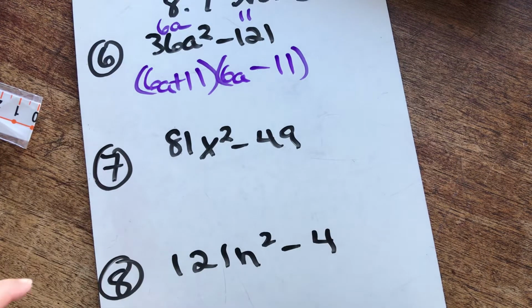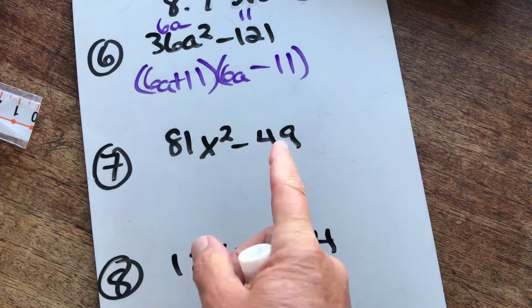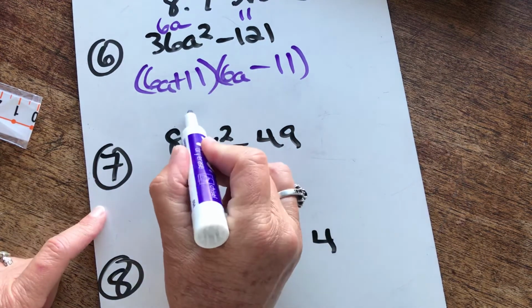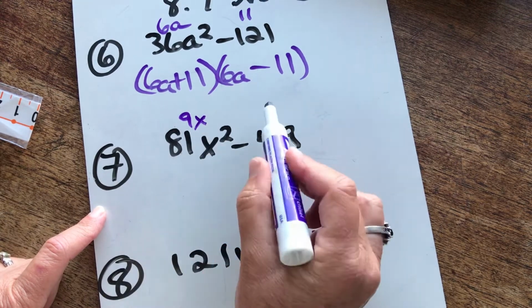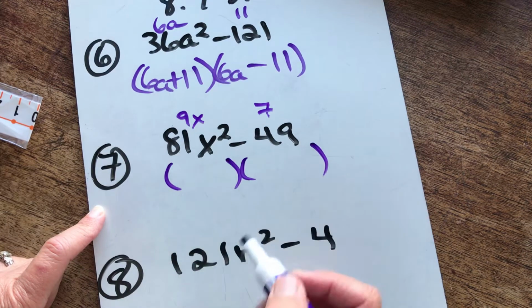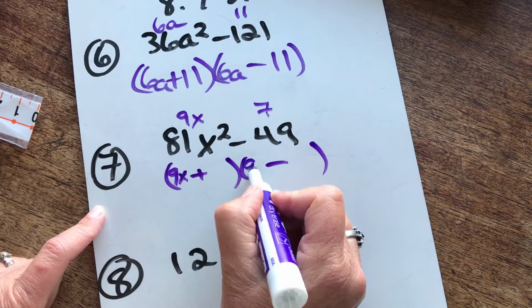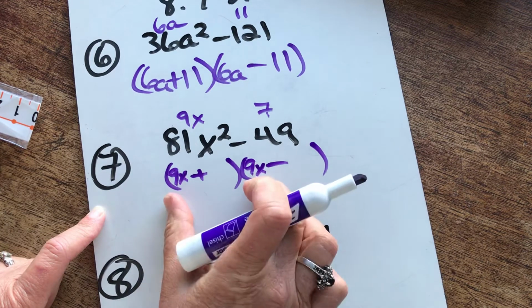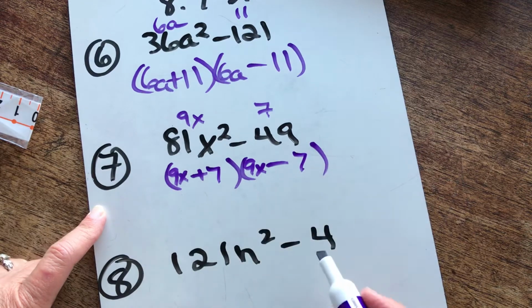Let's do the next one. I can see it's a difference of squares. It's a binomial. So we know that 9 times 9 gives me 81. X times x gives me x squared. 7 times 7 gives me 49. Let's set up our parentheses. We have 9x, 9x. Those multiply to give me the 81x squared, and 7 times 7 is the 49.